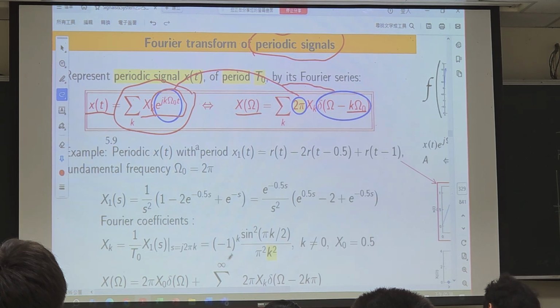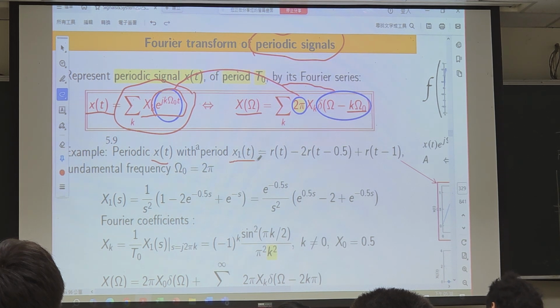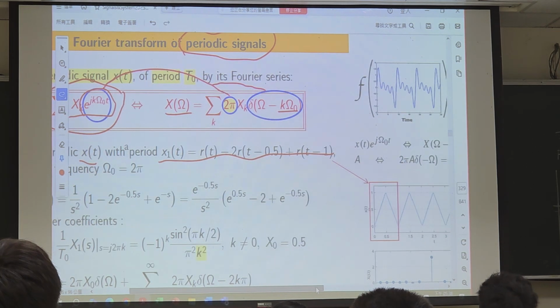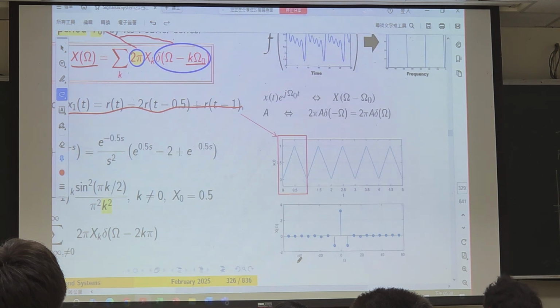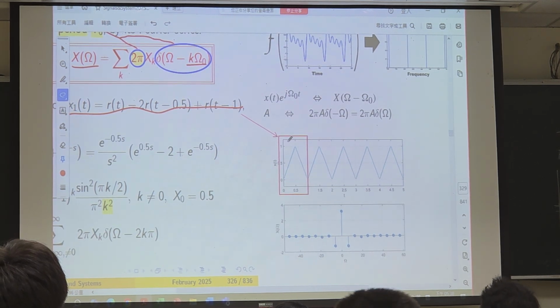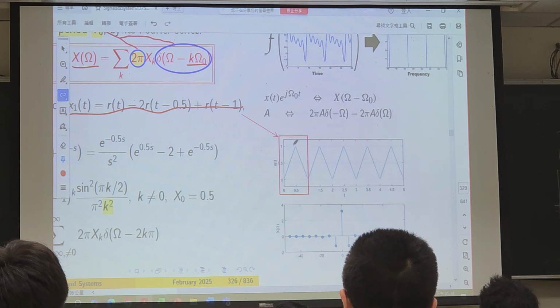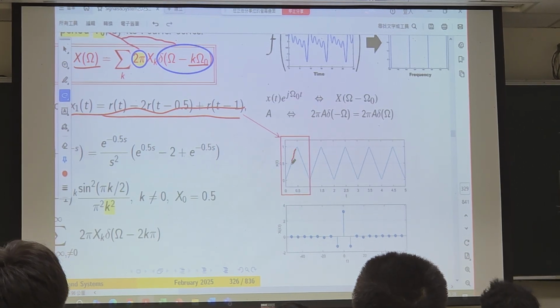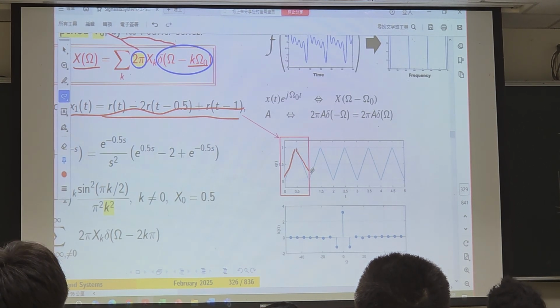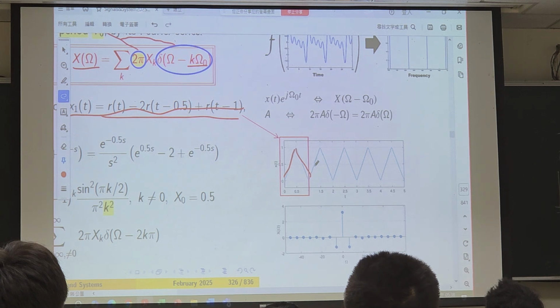Okay? So here's a quick example. Suppose we have a periodic signal, and in each period, the function is given by the combination of 3 ramp signals. So here is the signal. In each period, this summation of the 3 ramp signals gives this triangle function.